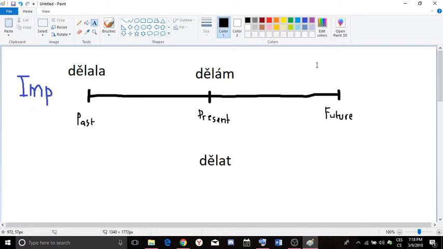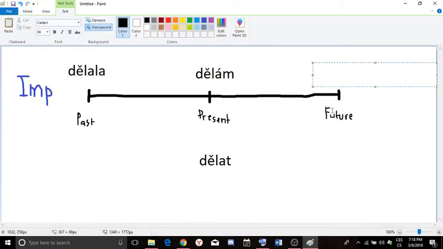So in the future, what we have is a compound verb. So what is a compound verb? It means you have the helping verb and the participle type thing. It's like you have a certain conjugated form that you will use consistently. So for us, we use the verb to be, být, which is this.